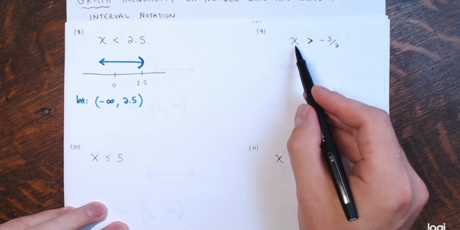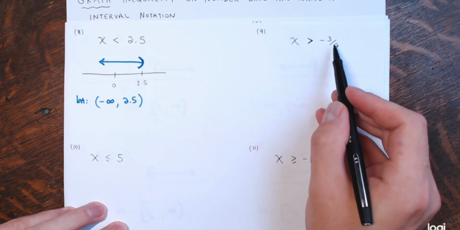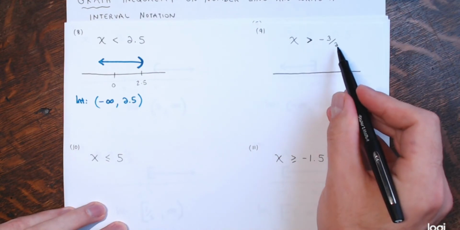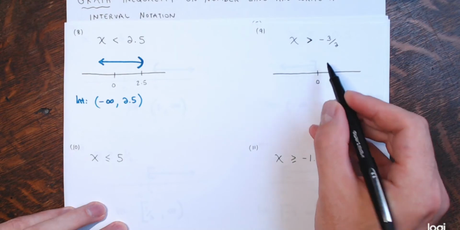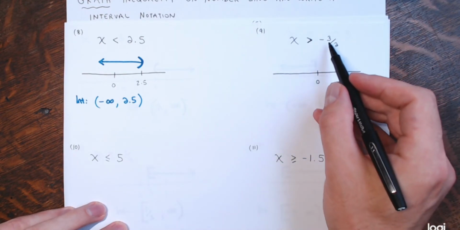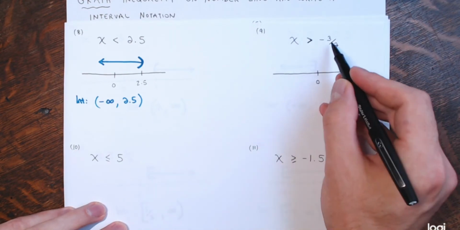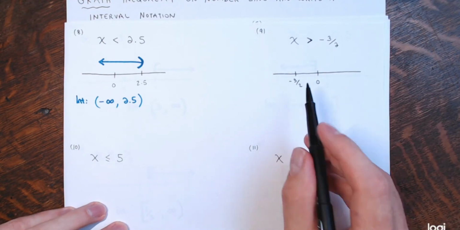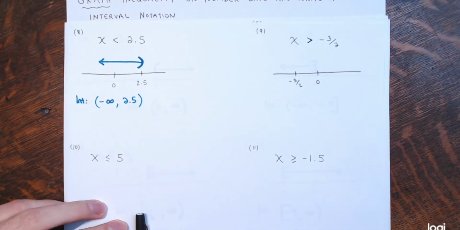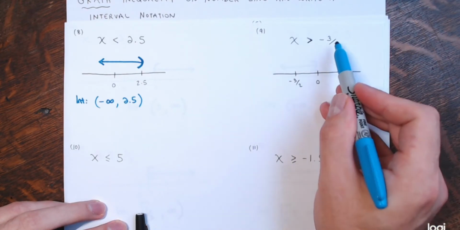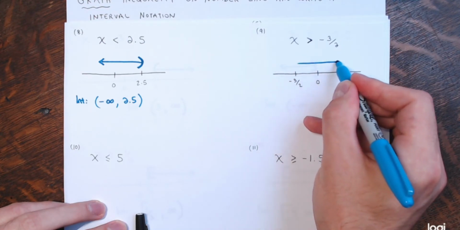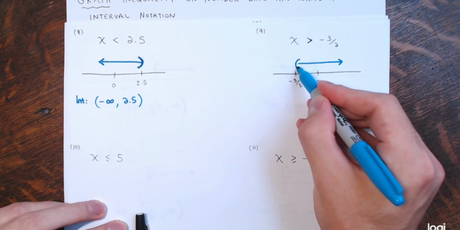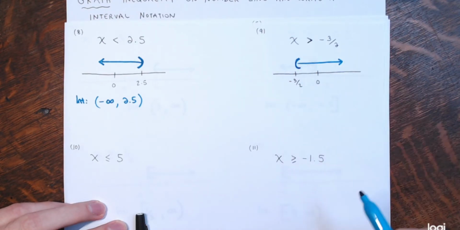This one, number 9, x is greater than negative 3/2. That's negative 1.5. Again, after a while, you're probably going to be like, negative 1.5. You don't have to put down all the integers. Just say, hey, that's going to be here, somewhere to the left of 0. So say there's negative 3/2. And we're looking for the numbers that are greater than negative 3/2. That would be the numbers to the right of negative 3/2. But not equal, right? So again, parenthesis on negative 3/2.